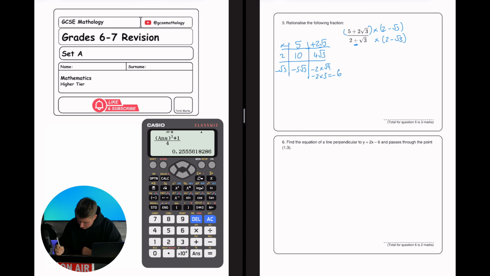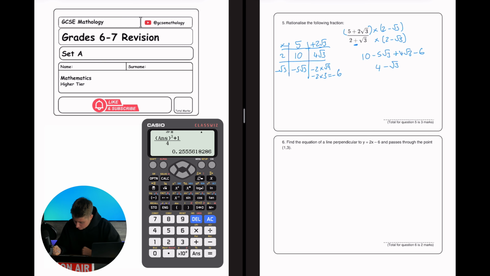So writing these out in a line, we've got 10 minus 5 root 3 plus 4 root 3 minus 6. So 10 minus 6 is 4. And then we've got minus 5 root 3 plus 4 root 3, which is minus root 3.